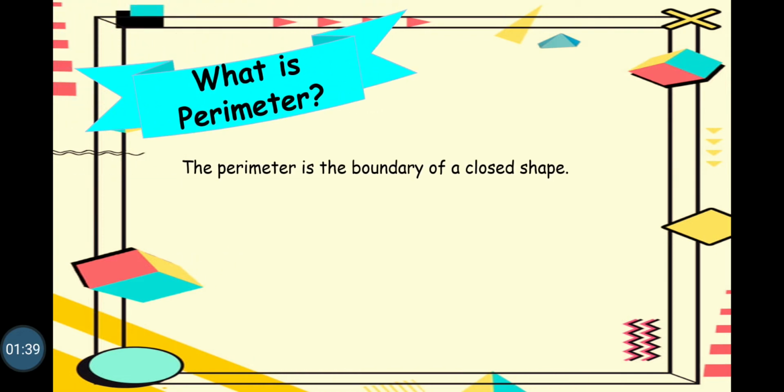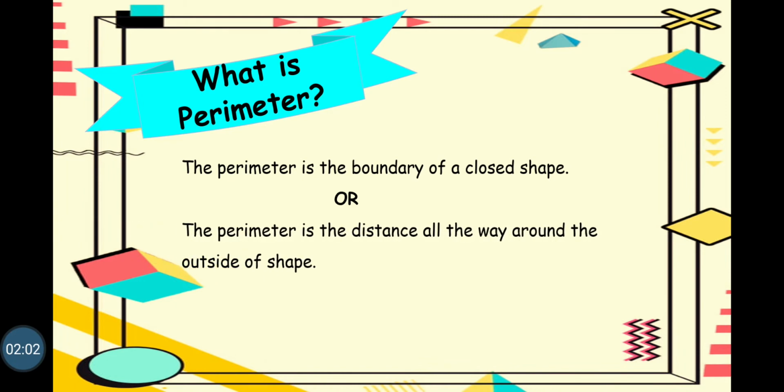Dear students, the perimeter is the boundary of a closed shape. For example, if you have a room, like you are sitting in your classroom or in your bedroom, the boundary of this room is called perimeter. Or you can say that the perimeter is the distance all the way around the outside of a shape. Means if you take a round of your bedroom from outside of the room, the distance that you are covering is called perimeter.